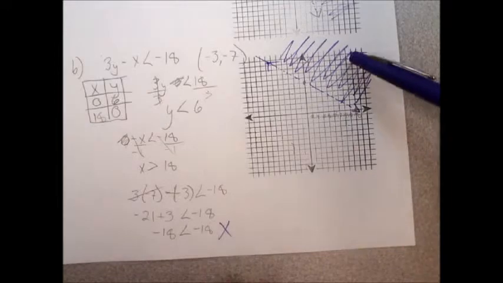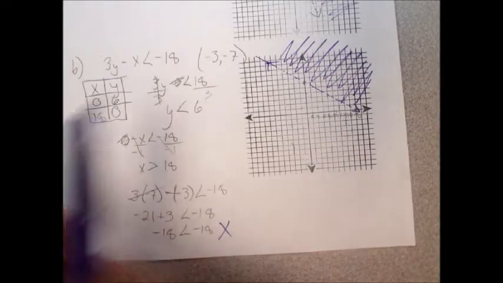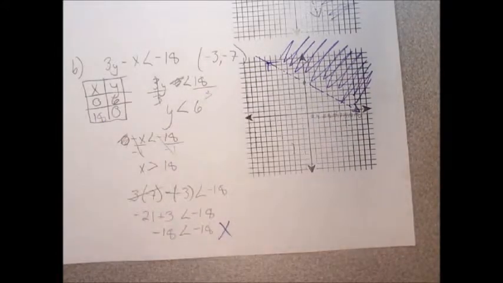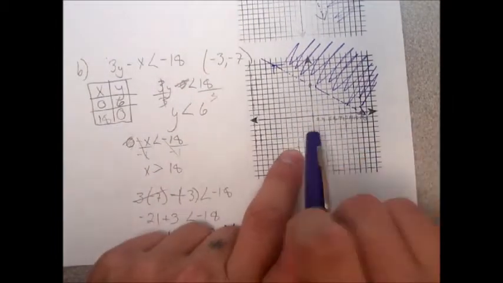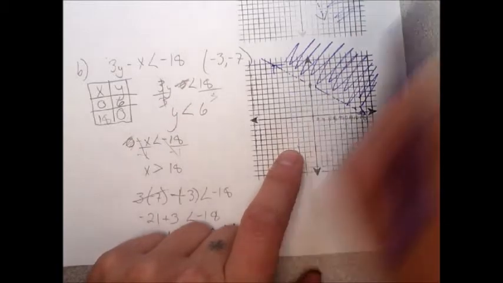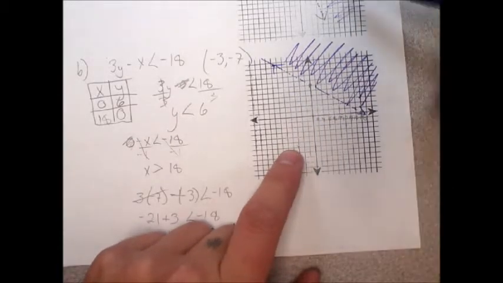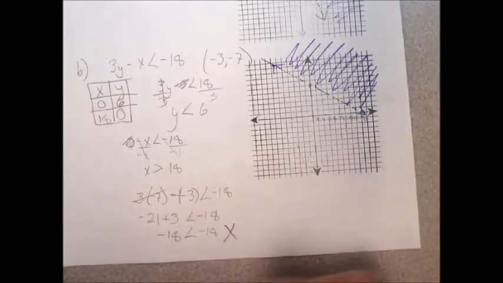All right, Taylor, to answer your question, it's not always, if it's true, it goes to the right, and if it's false, it goes to the left. That's not how it works. It's, if my test point is here and it's false, I shade away from it. So I would shade on the other side of the line. If it's true, I shade toward it, which is on this side of the line. Okay? All right.